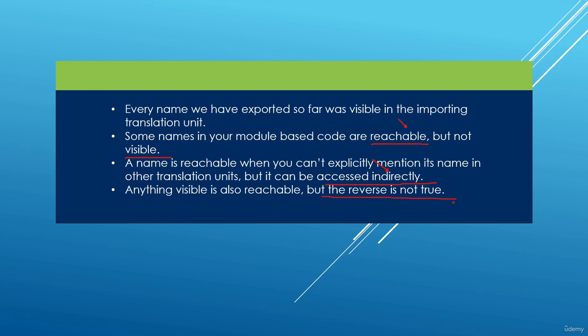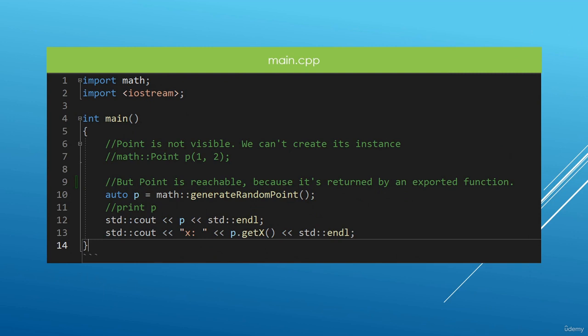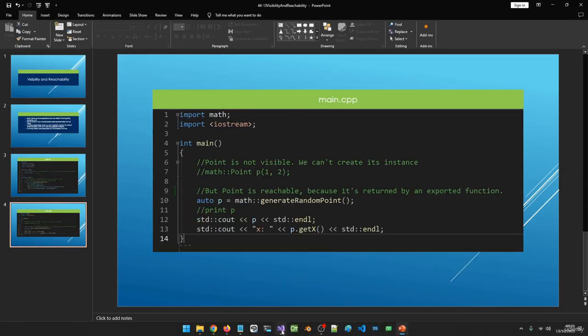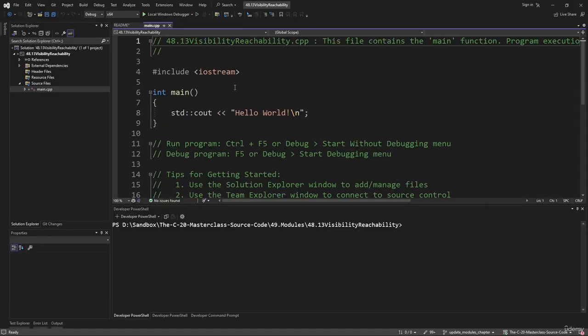Just because something is reachable doesn't mean it is visible. These are the points I wanted to make clear here. Now that you understand this, we can head over to our IDE and see these things in action. We can hop over to Microsoft Visual Studio. The project is 4813, Visibility, Reachability.